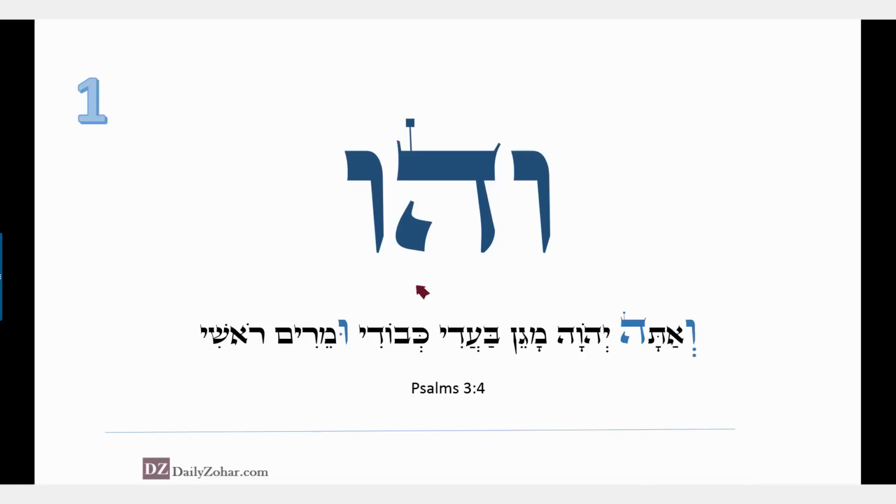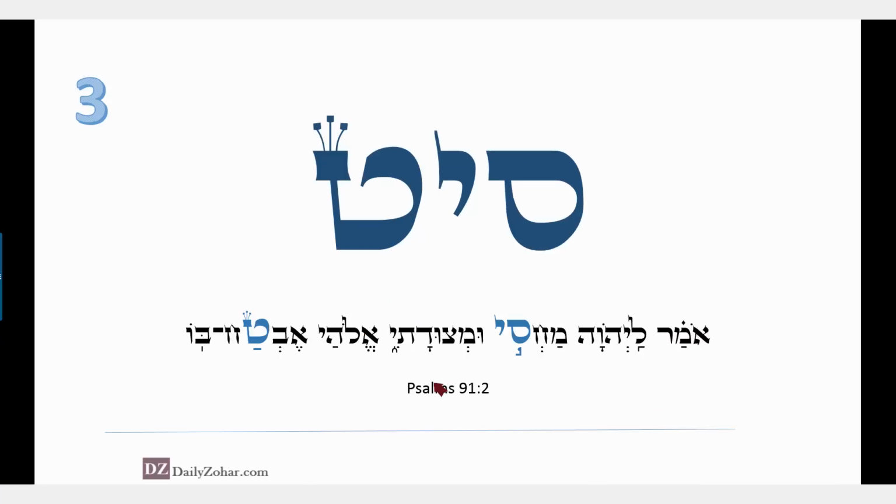And when we see here, the Vav Hei Vav says Ve'ata Adonai Magen Ba'adi Kevodi Umarem Roshi. So this is from Psalm 3:4, and you will see in all the slides that I prepared the source, the verse, so you can go and find the meaning. I didn't put English here or any other translation because if you see the translation, it's corruption. There's no energy over there. There's some logical understanding, but even this understanding that you get from the translation is very limited. It's only on the top surface of the surface.